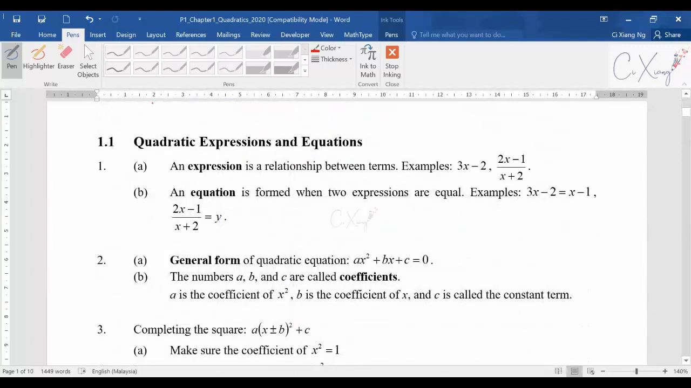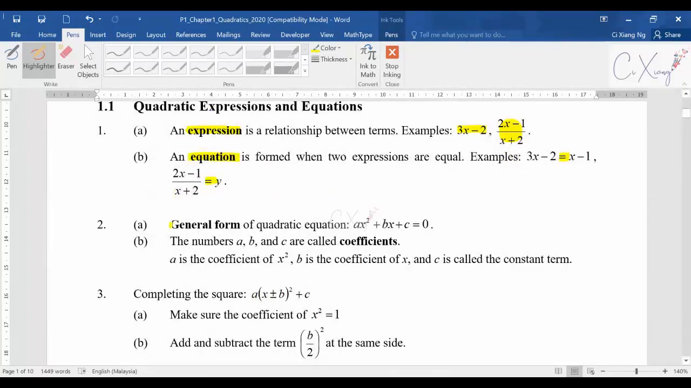First, you need to know the meaning of a quadratic expression and a quadratic equation. An expression means a relationship between terms. This is one term, this is one expression, this is another expression, and there's no equal sign. When two expressions are equal, we have an equation. So when you have an equal sign, we call it an equation. Please take note of the difference here.